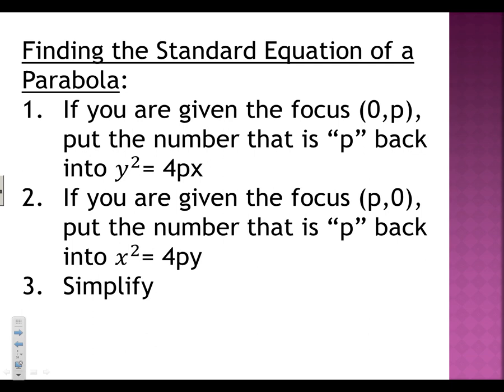Finding the standard equation of a parabola. Now, if you're given the focus point (0, p), put the number that is p back into y squared equals 4px. If the focus point is (0, p), that means the parabola is going to open to the left or to the right. We'll see that in a second here again. Number two, if you're given a focus point (p, 0), that means the parabola is going to open up or down, and then we're going to plug p back into the x squared version, x squared equals 4py. Once you have put the p-value back in, you're going to simplify by multiplying that by 4, and then you'll have your equation that you're looking for.